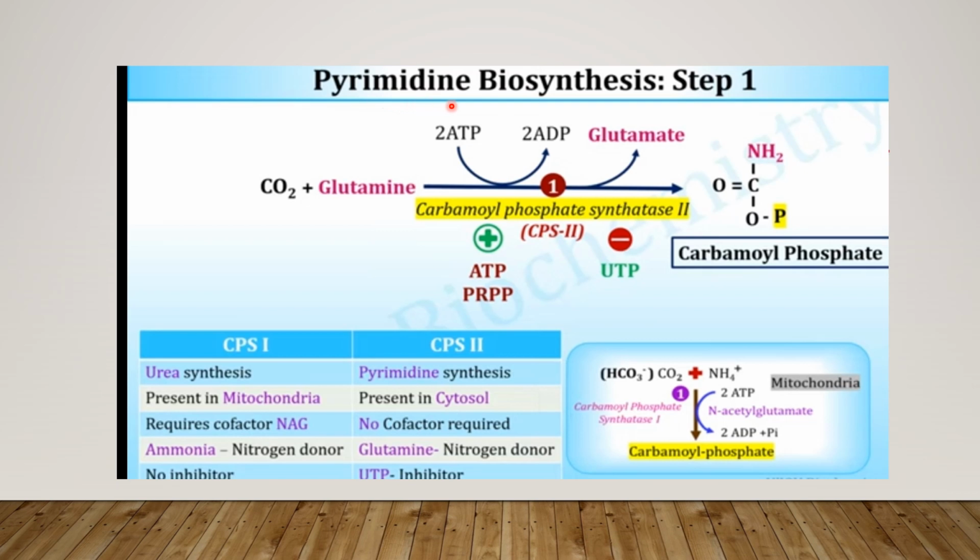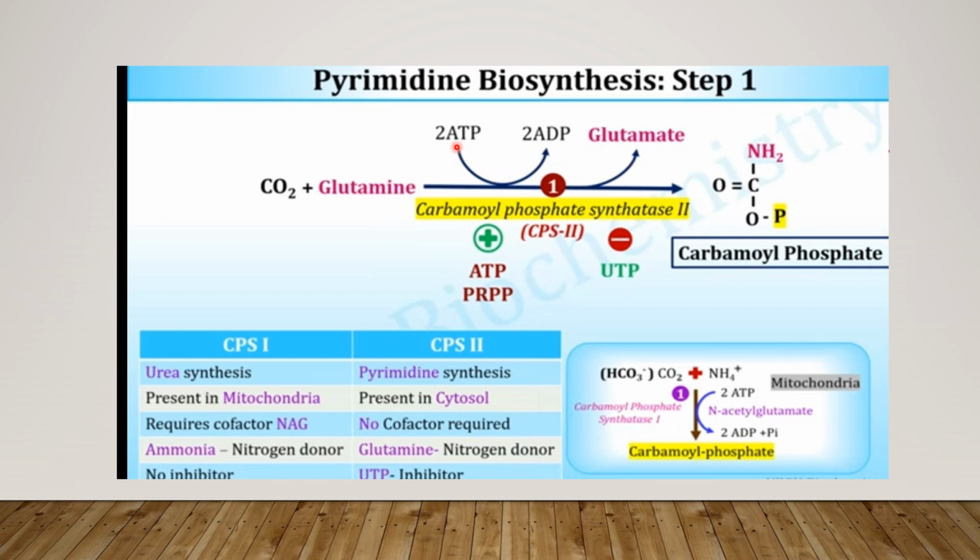Let's discuss the pyrimidine biosynthesis. This pyrimidine biosynthesis is quite easier than purines. During the first step, carbon dioxide plus glutamine combine with each other and form carbamoyl phosphate. In this reaction, glutamine is the amino group donor. It transfers the NH2 amino group to carbon dioxide and is itself converted to glutamate.